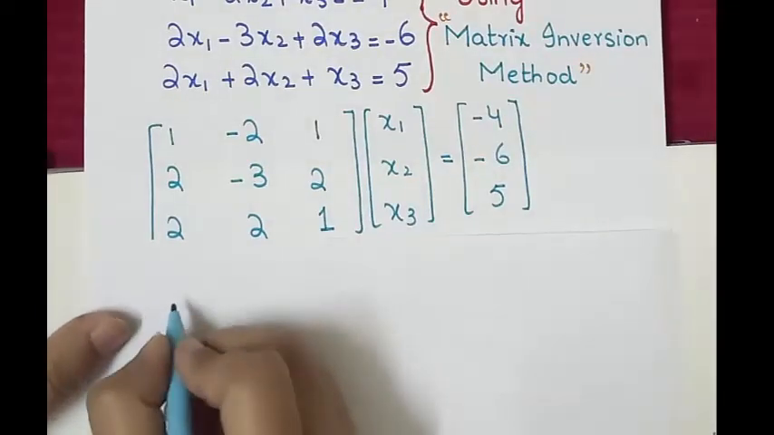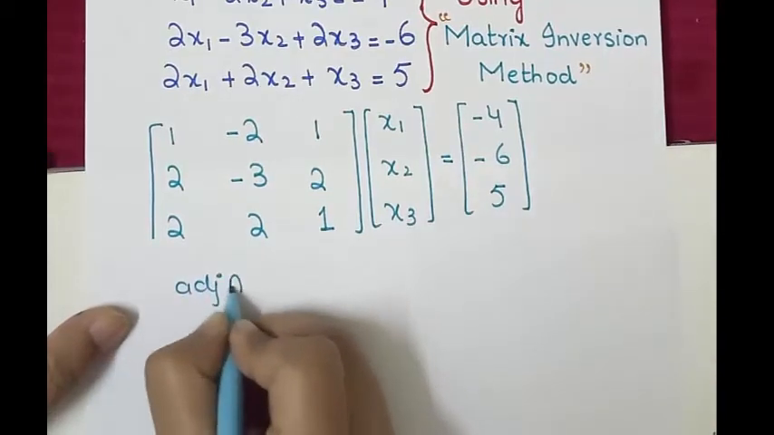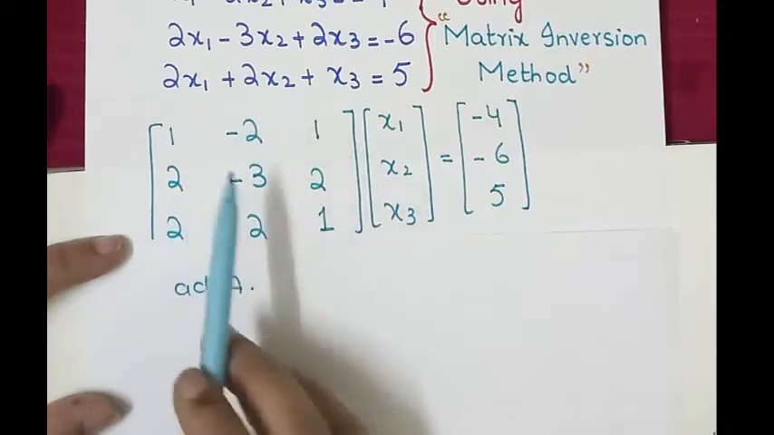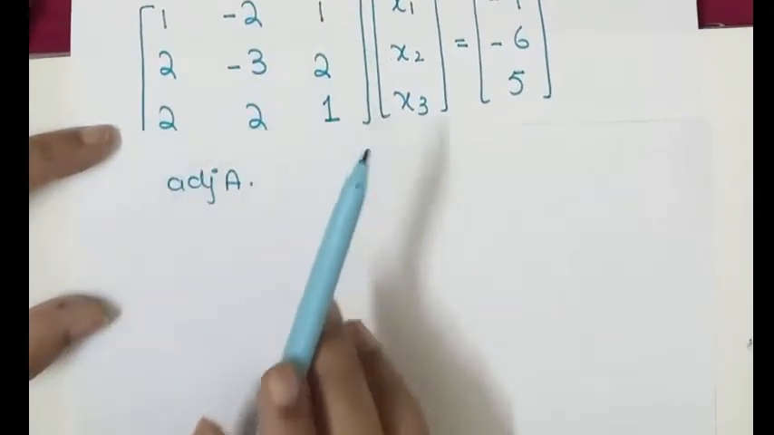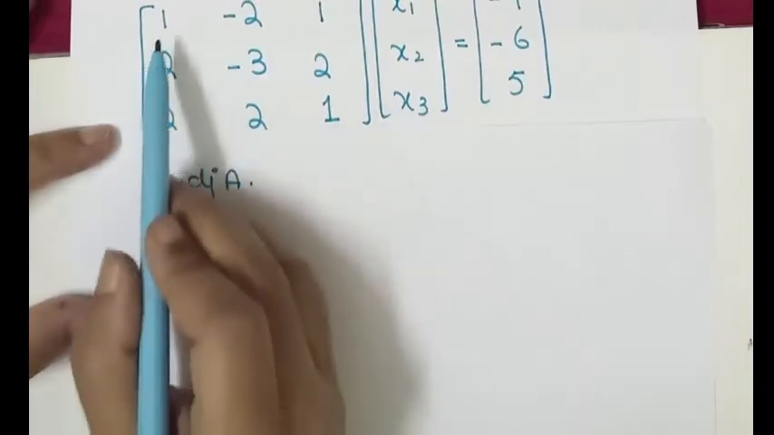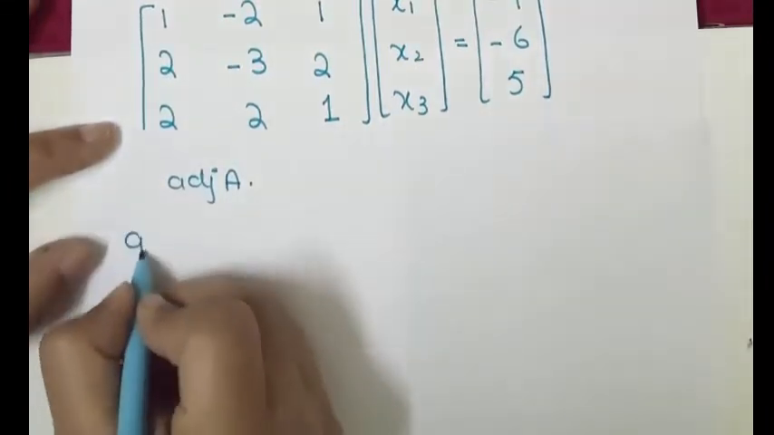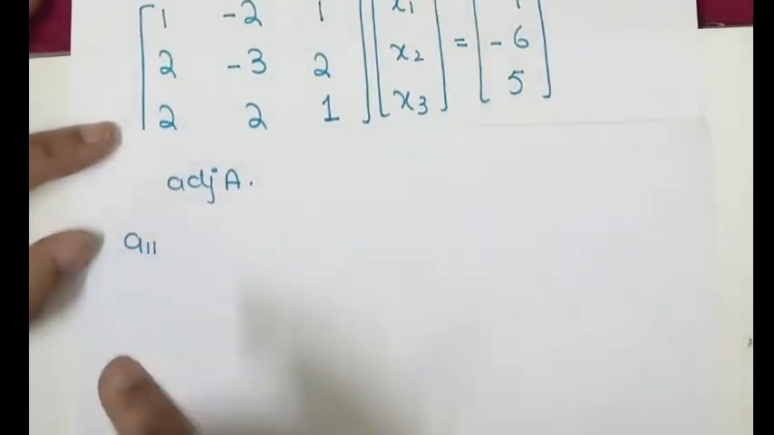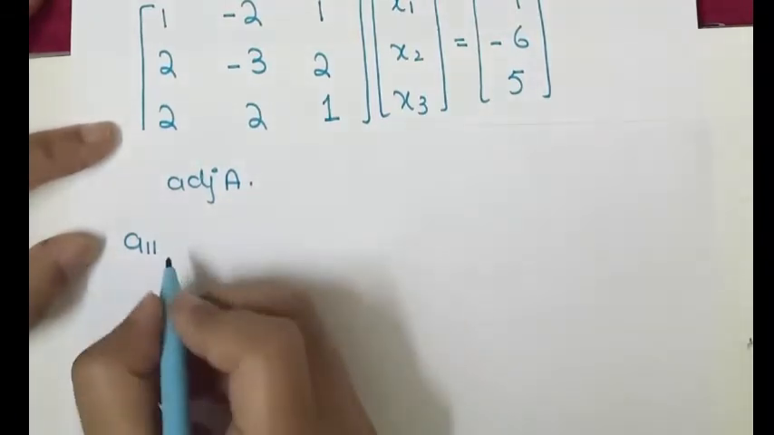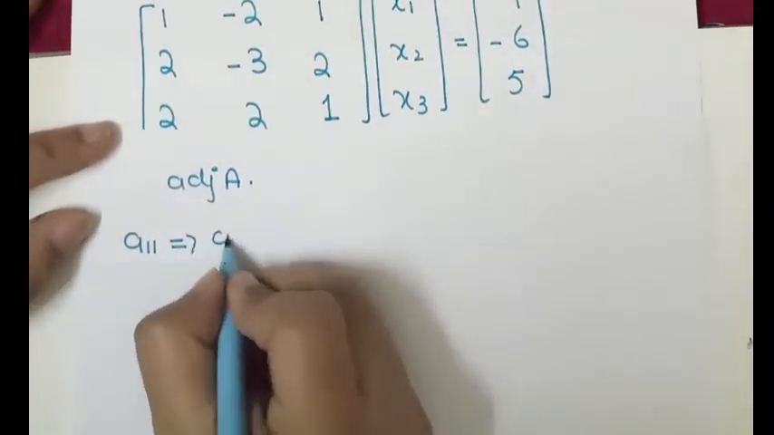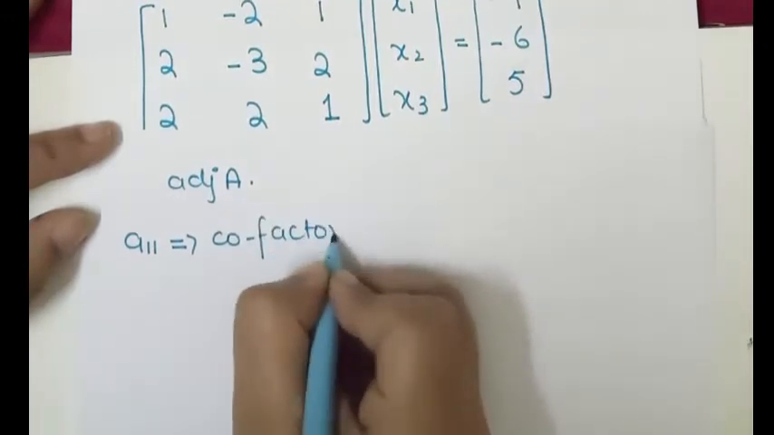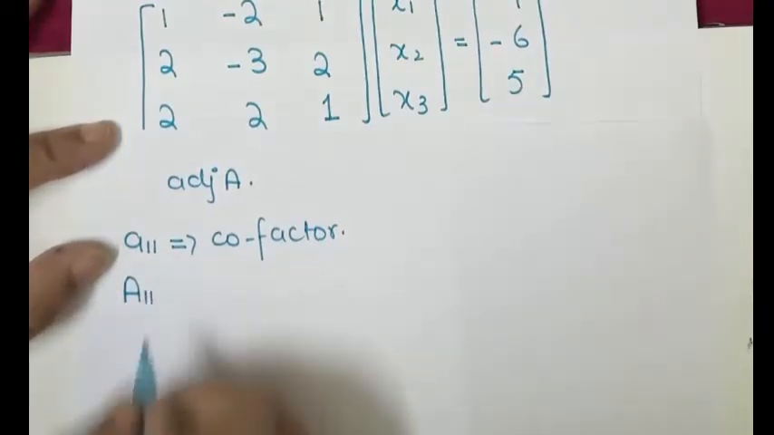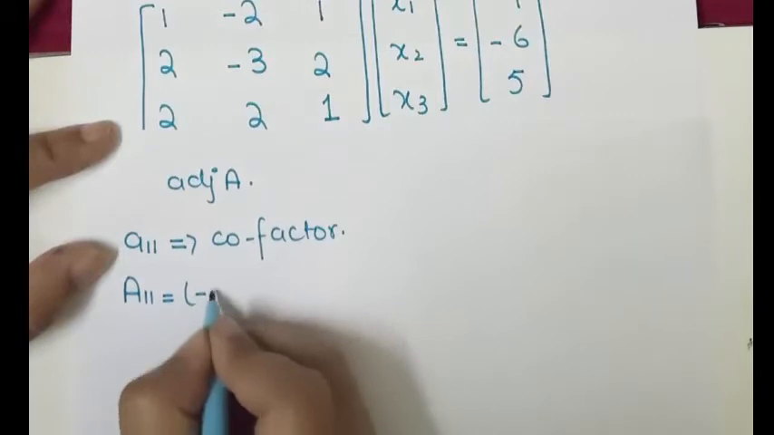Next we have to find the adjoint of A. For the adjoint of A, first we will find the cofactor of each element of this matrix A, and then we will take the transpose. So starting from the very first term, which is A11, first row and first column, we have to find the cofactor of this term. So we denote the cofactor as capital A11, this is equal to -1.